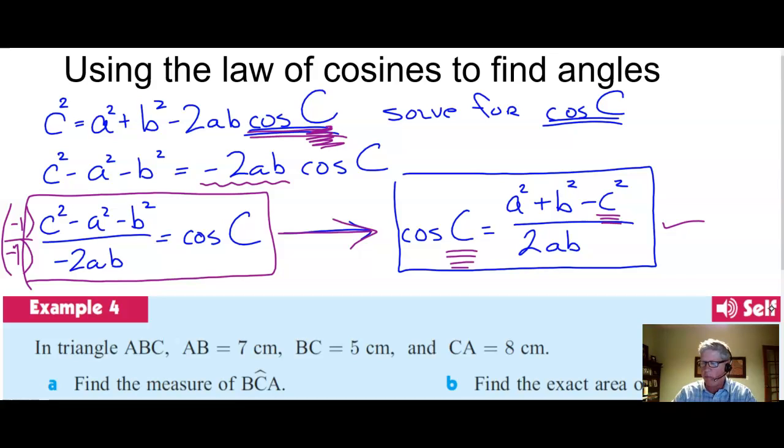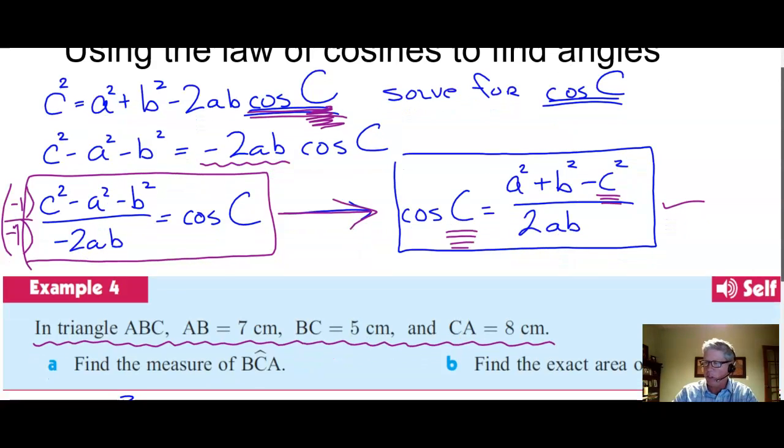Okay, here's our example. Oh, it's a written example. That means you better pay attention to the capital letters, what's given, stuff like that. So I drew a picture.